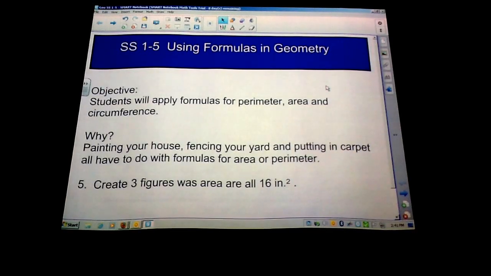write down the section title in your notes. You need a half page of notes on this. We'll be discussing perimeter, area, and circumference.